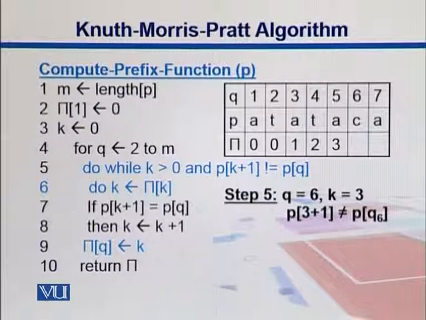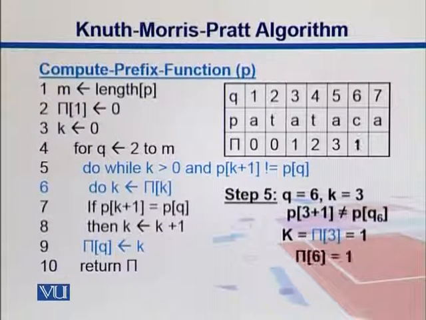So we are in line 5. Do while K greater than 0. Yes, it is greater than 0. K is equal to 3. And P of K plus 1, which is P of 4, is not equal to P of Q, which is actually P of Q6. So in this case, they are not equal. So what we do is, we will take the value at pi of K, and we will update the K with that. So right now, at position number 3, we have the value pi of 3, which is 1. So K will be updated to 1. So we put that value pi of 6 is equal to 1.